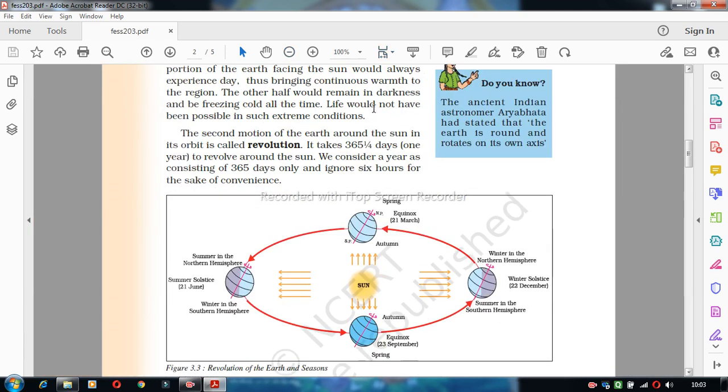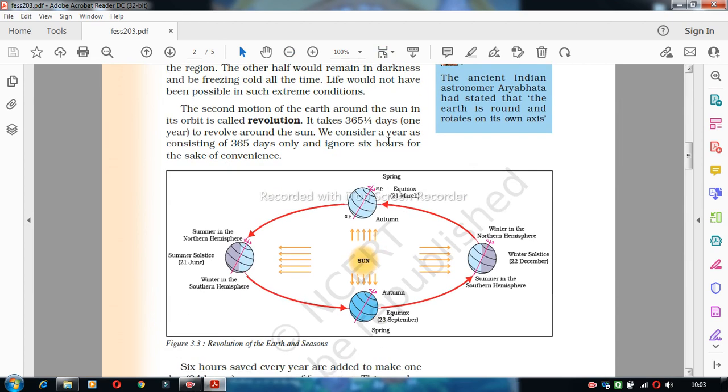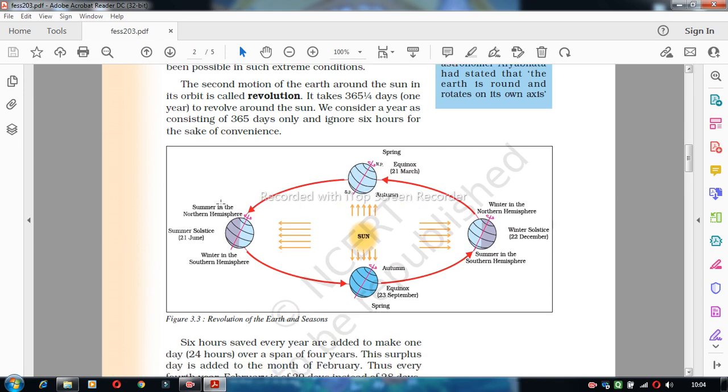Now you are observing the diagram of the revolution of the earth and seasons, Figure number 3.3. Revolution of the earth and seasons. And this I had given to you as homework also. Next, this diagram is talking about when we are having the equinox, summer solstice, winter solstice, and where the spring season is, where the winter season is, where the summer season is. Please see it properly.